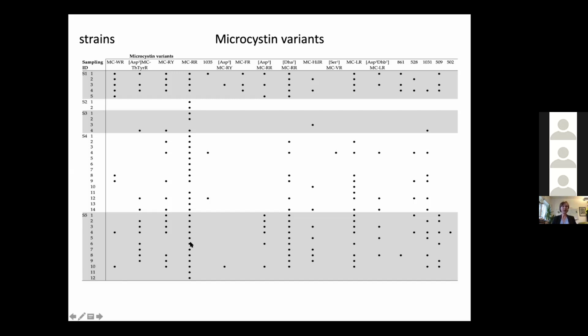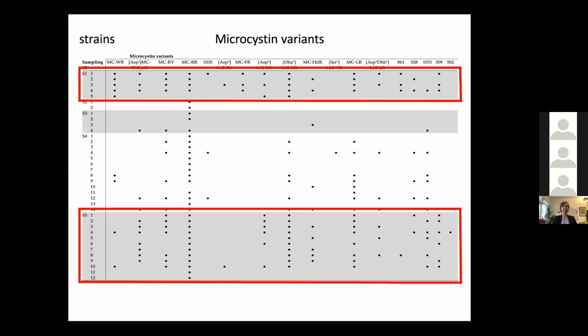And so if we look a bit more in detail, you can see that some strains have very many dots, like these down here, and then some have only a few variants. So there is a difference between the types. And moreover, there seems to be seasonal difference. The strains in the beginning of the summer have a lot of variants, and so do the ones at the end of the summer, but not so much the ones in the middle.